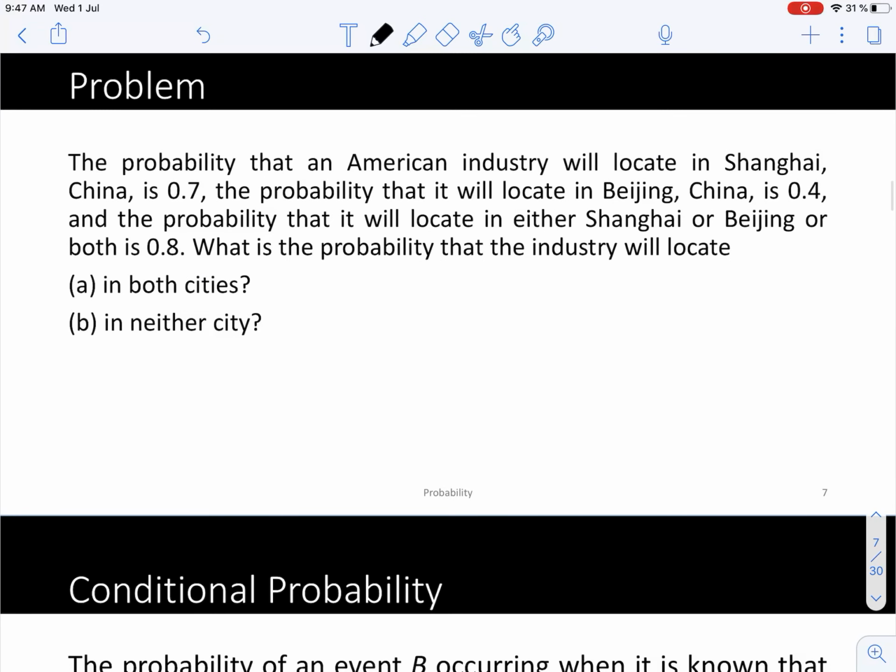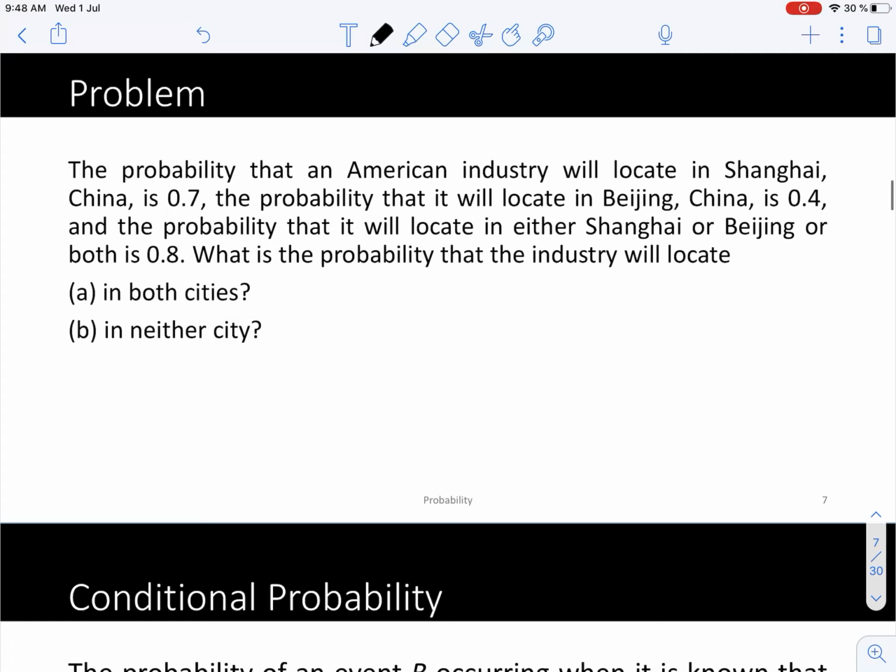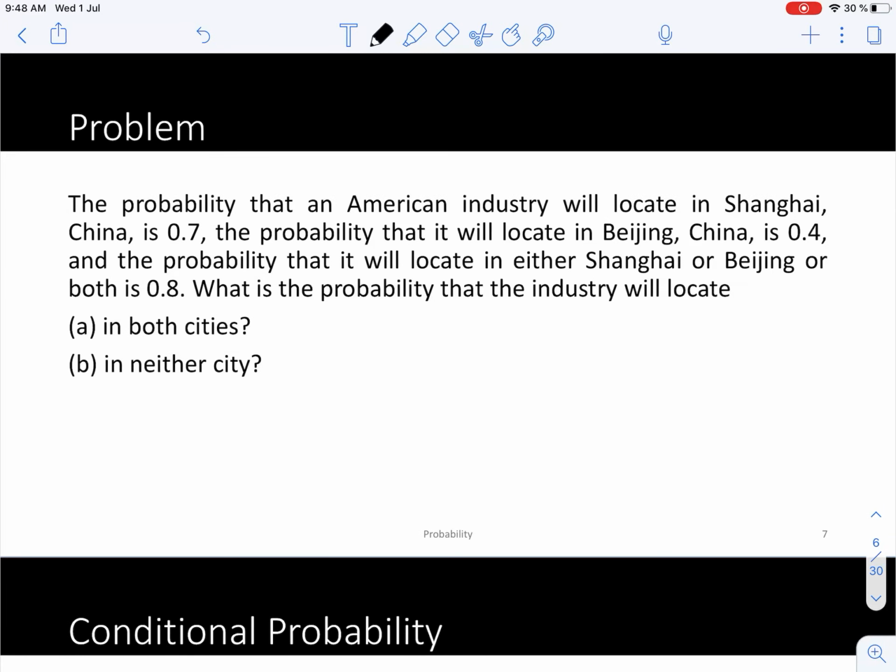Okay, let's keep practicing some of these operations that we have seen. The probability that an American industry will locate in Shanghai, in China, is 0.7. The probability that they will locate in Beijing, China, is 0.4. And the probability that they will locate in either Shanghai or Beijing, or both, that's the union, right? One, the other one, or both, is 0.8. So what's the probability that the industry will locate A) in both cities, B) in either city?